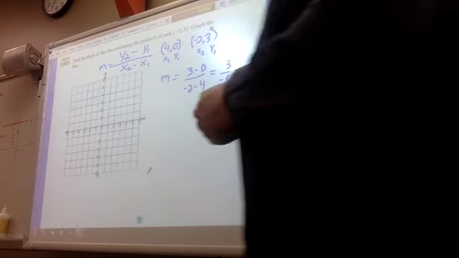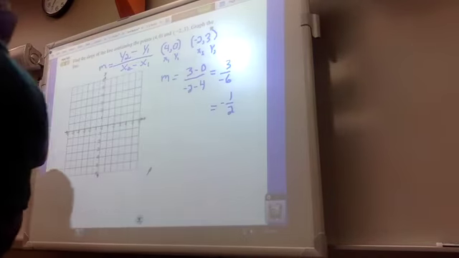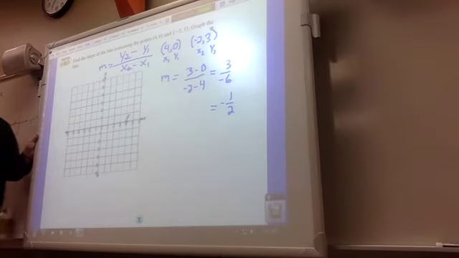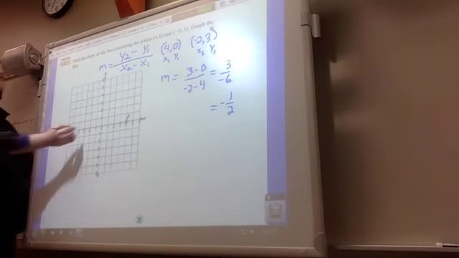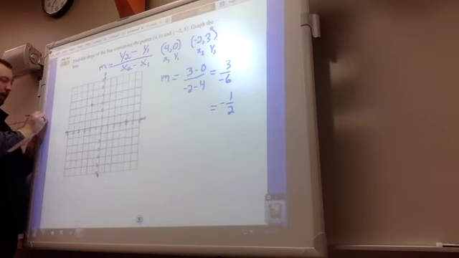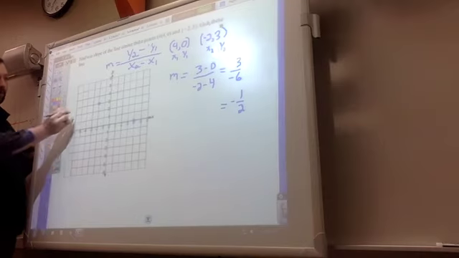Okay. So if I graph those points, the point 4, 0 would be right here. The point -2, 3 would be right here. I can connect those dots and I have a line.